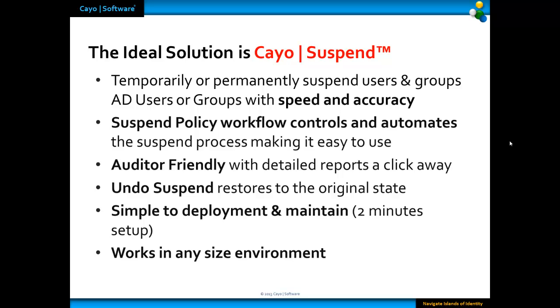Undo suspend restores the original state immediately, and it also is only a click away. One of the better aspects of the solution is that it's extremely simple to deploy and even simpler to maintain. Setup typically takes less than 2 minutes. The solution works in almost any size environment from the very small to the very large.